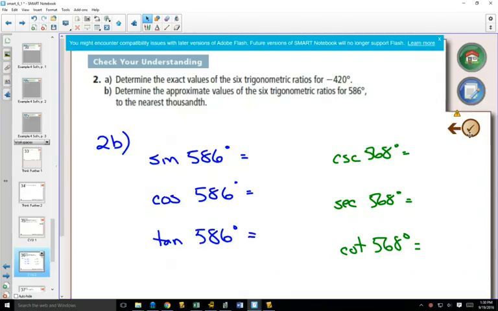Oh, did I get dyslexic? Yeah. The reciprocal doesn't mean you switch the numbers around. So here, I started working on the reciprocals and everything got flipped around. Yes, 586, 586, 586.